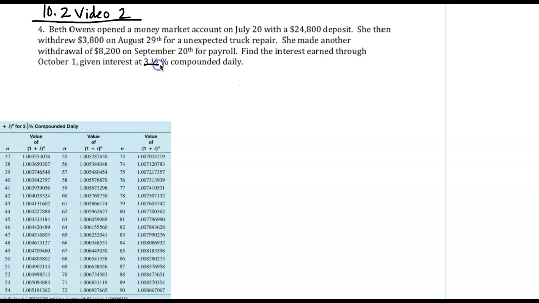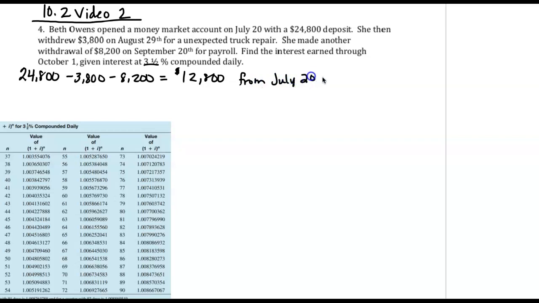And again, we're going to use that 3.5% compounding daily. I took a screenshot of some of the columns that we're going to need. Let's talk about how to separate this out into three separate pieces. First, we're going to have $24,800 to start with, but then we're going to withdraw $3,800 and then also withdraw $8,200. When we subtract those, we find that the amount of $12,800 stays in the account from the start on July 20th until the end on October 1st.